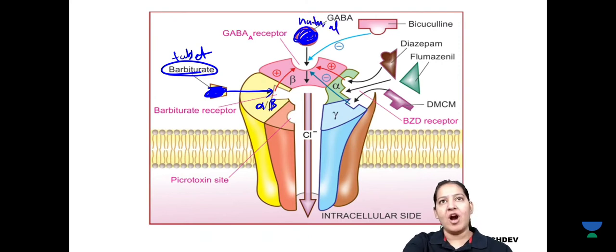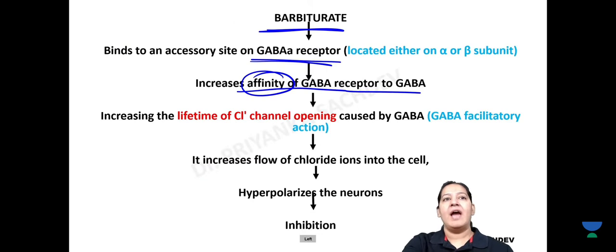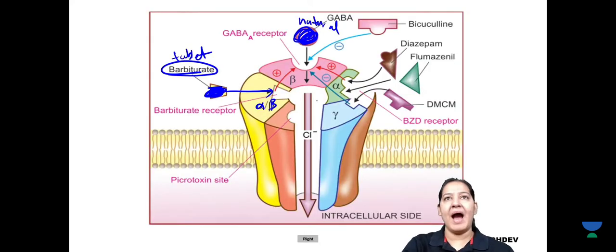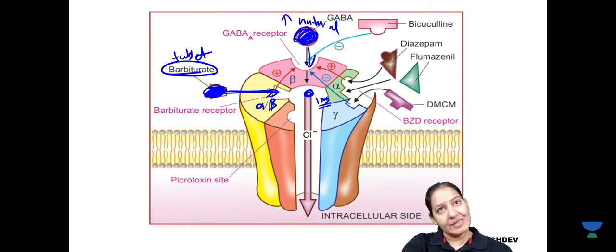Normally, natural GABA comes in the body and binds here. So it opens the chloride channel just for 1 millisecond. But now you are giving barbiturate, so it is increasing the affinity of natural GABA. So now the same natural GABA will come and bind with the neuron, and instead of 1, it will open for 10 milliseconds.